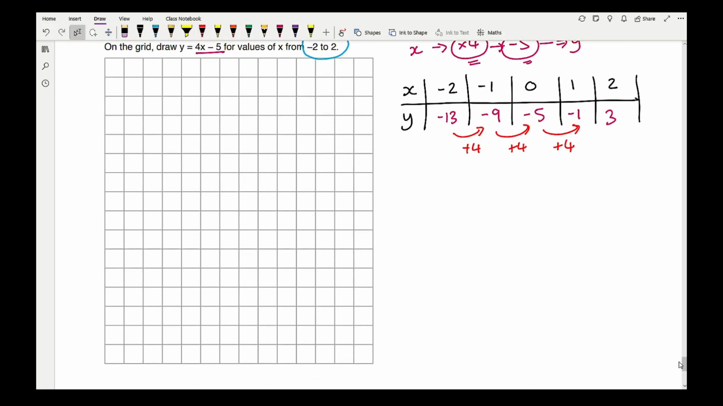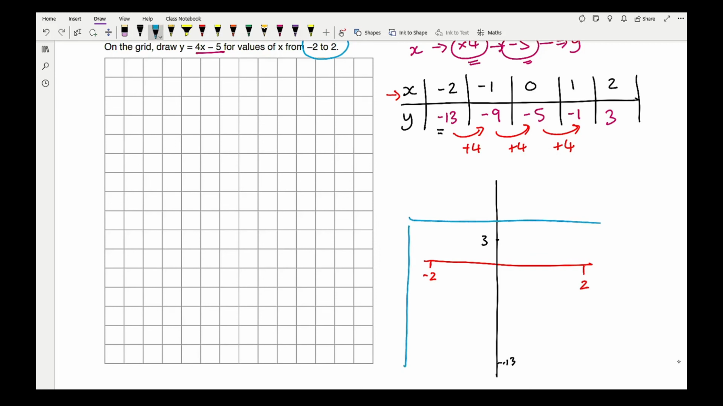Looking at the axes, my x values, so this is the numbers that I've got to go across, well, the smallest number is -2, and the biggest number is 2. Now, for the y values, which is going down, the smallest value is -13, and the biggest number is 3. So I need to make sure that my scale includes those numbers.